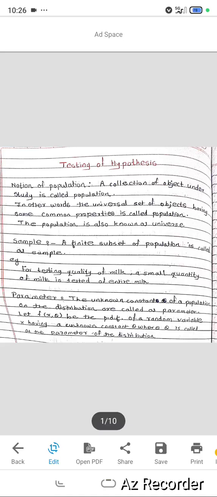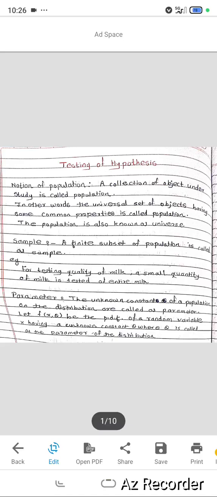That some kind of characteristics having a particular group is called population or universe also. The next term, that was the sample. A finite subset of population is called as sample.